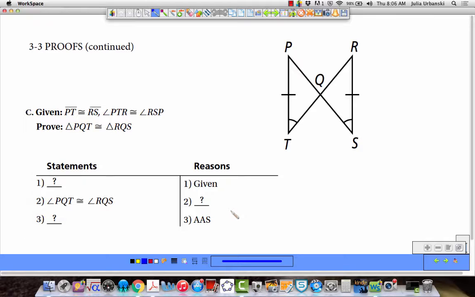This one I want you to look at it and make decisions for me. Start with what's given and look at what's missing. So what should I write here? You know what I'm going to do? I'm going to wait and have you think about what the next one is, rather than me just having one person call it out. Look, they made those marks already. PT is congruent to RS, and PTR is congruent to RSP.